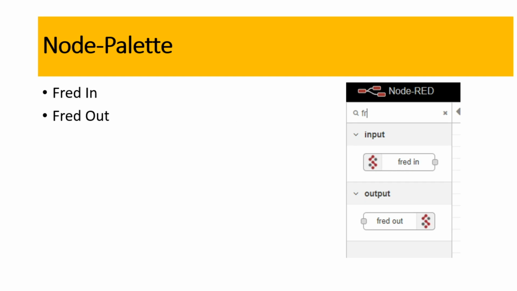Now you go to the node palette. You just write FR. You could see both FRED in and FRED out are available in the node palette of our client machine.